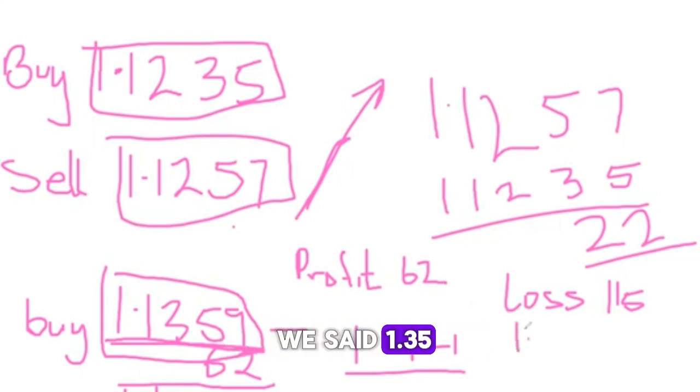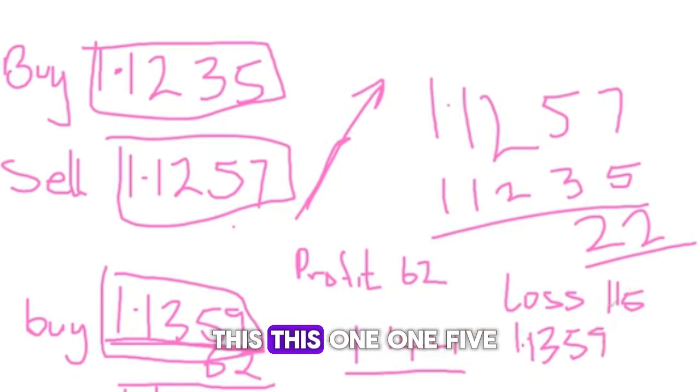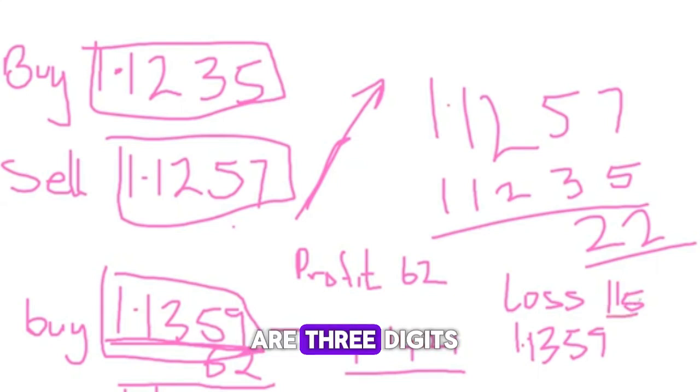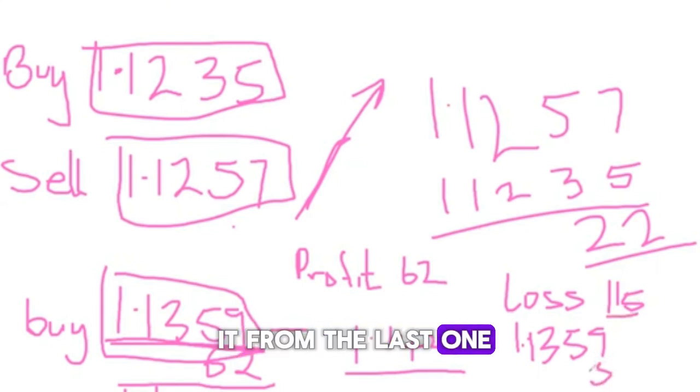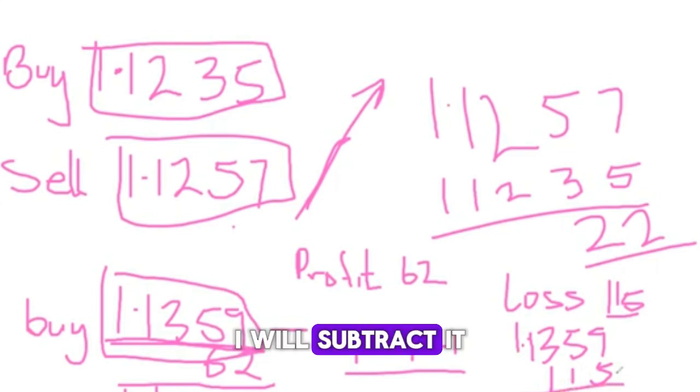We said 1.359. Don't worry, I'm trying to use this to write 1.359. Then you count this 115. So these are 3 digits. I'm going to take it from the last one. So I put 5 here, I put 1 here, I put 1. Since it said it is a loss, that means I will subtract it.